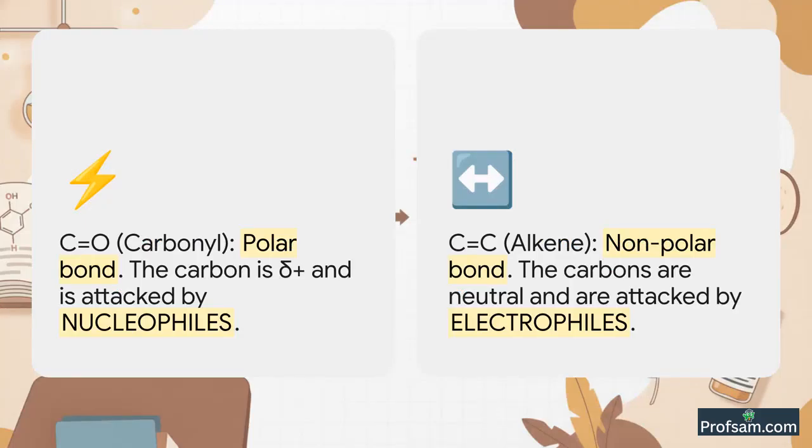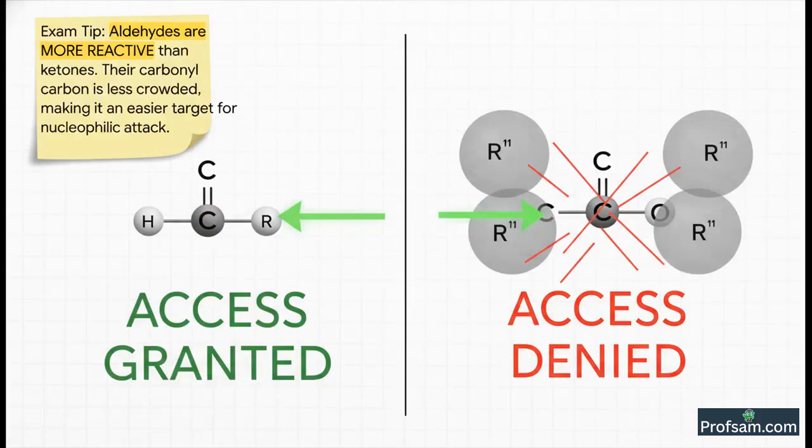Okay, now for a very common point of confusion. Many students see a double bond and think of alkenes, but you must not make this mistake. The C=O bond is very different from a C=C bond. Why? Because C=O is polar. The carbon is delta positive, so it is attacked by nucleophiles, which are electron-rich. A C=C bond, on the other hand, is nonpolar. It is an area of high electron density, so it gets attacked by electrophiles, things which are electron-poor. They are complete opposites.